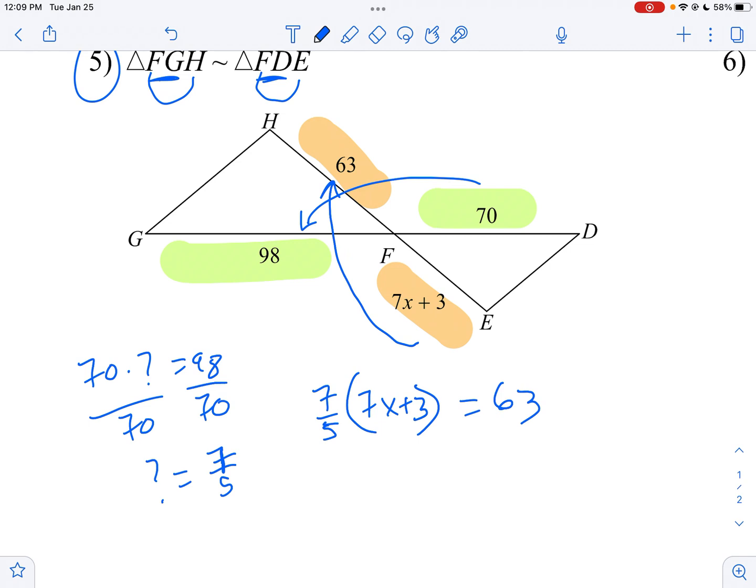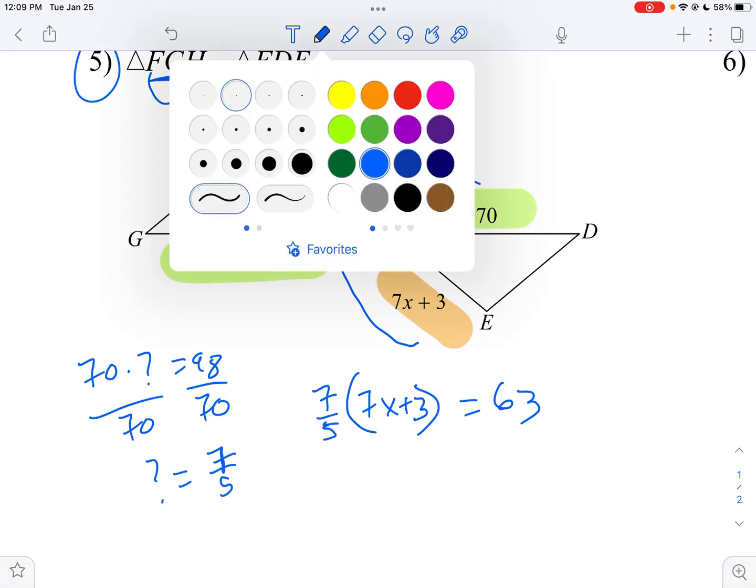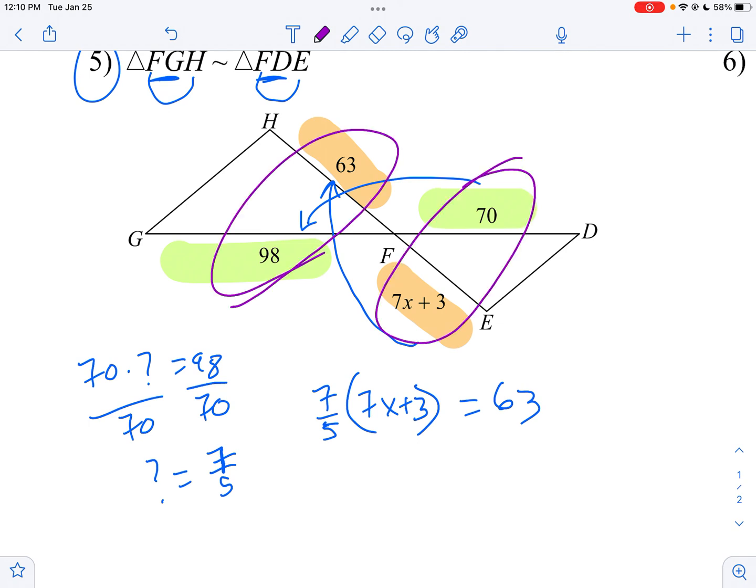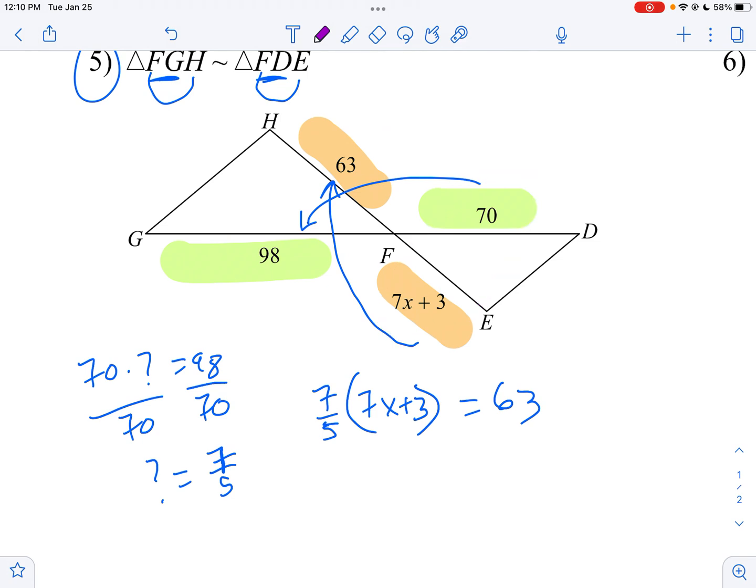I do want to show you a different setup, so I'm going to switch colors here. Let's do purple. Once again, we have these corresponding. And so you could just set up this big over small and then big over small. You got set up looking like that. Use a ratio of sides is congruent. But you can also do these matching up here. Okay. And so if we do this over 70, you'll get 63 over 98, and you can set up that equation.